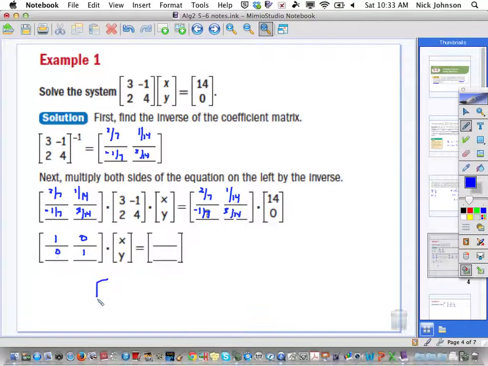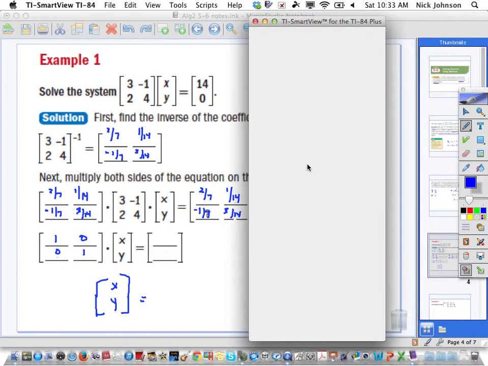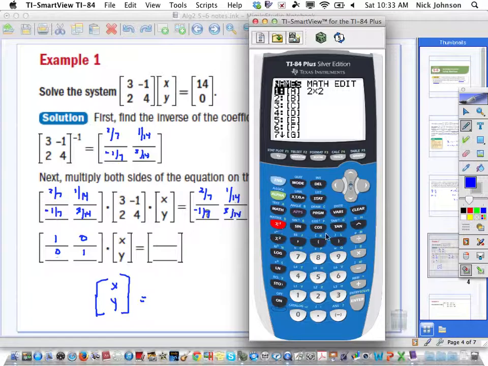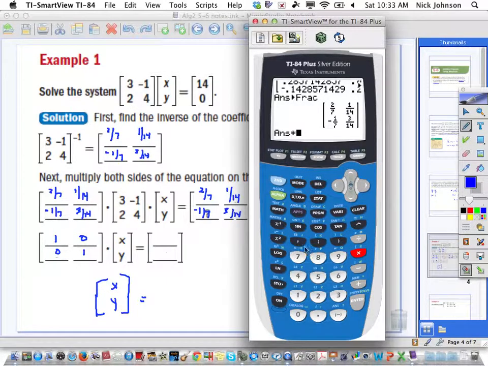So my answer is going to be, all I have to do is take this times that, and that is a 2 by 1, so I'm going to go to my calculator and type in that equation. I hit second function matrix. I'm going to put that in B, so I'm going to edit B. And that's a 2 by 1. Enter, enter. 14, 0. Second quit. So what I want to do is take this matrix and multiply it by my solution matrix, which is B.